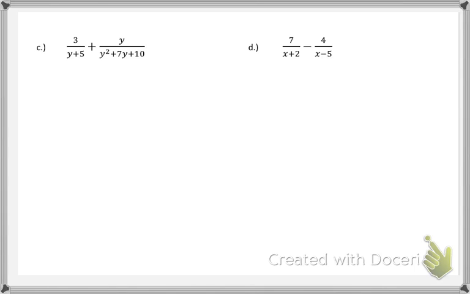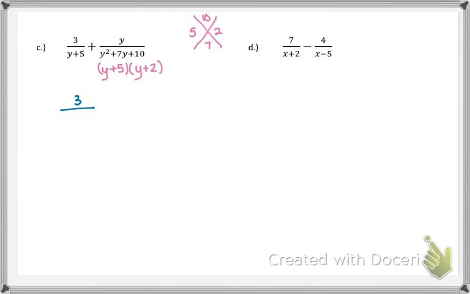Step 1 is to factor out each denominator if you can. Okay, the first denominator, y plus 5, I can't break that up any further. But the second one, I can, right? So the second one is a quadratic that I'm going to try to factor. So y, and if we think of our x factor method, looking for factors that multiply to give me 10 and add to give me 7. So that's going to be 5 and 2. Okay, so this becomes y plus 5 and y plus 2. So that's my denominator. I'm going to rewrite it.